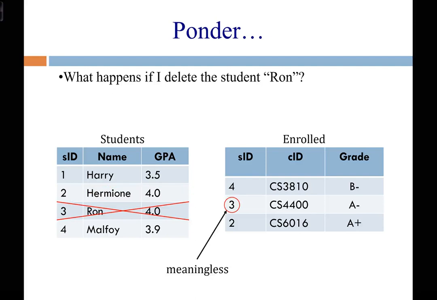What would happen here is if we did nothing, then this 3 becomes meaningless. It's a pointer to nowhere. It's even worse than a null pointer. It still has a value, so you might think, okay, I'll take that 3 and go look for a student with SID 3, and it's not there. It's meaningless.